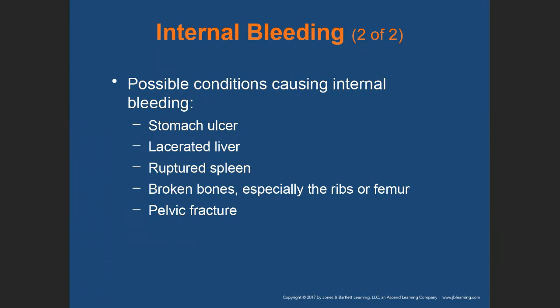Broken bones will bleed, especially the ribs or femur, and of course pelvic fractures. A patient can bleed their entire blood volume out from a pelvic fracture. With each fracture or crack in the pelvis, they can lose 500 cc's or 500 mils of blood.